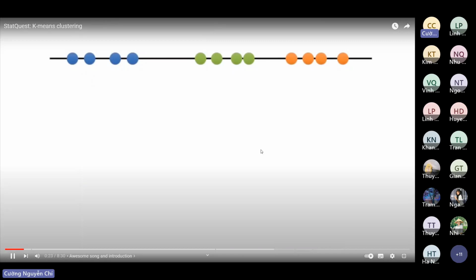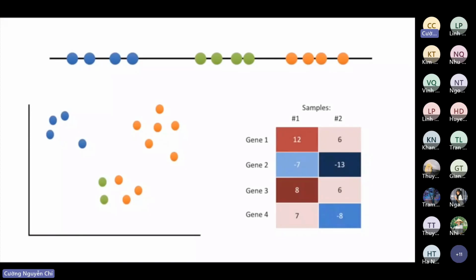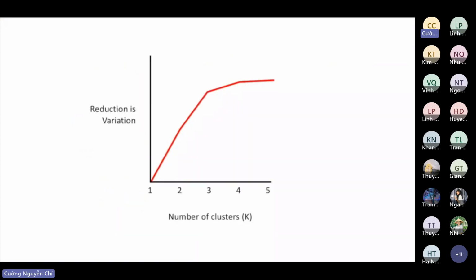Cluster samples that can be put on a line, on an XY graph, and even on a heat map. And lastly, we'll also talk about how to pick the best value for K.